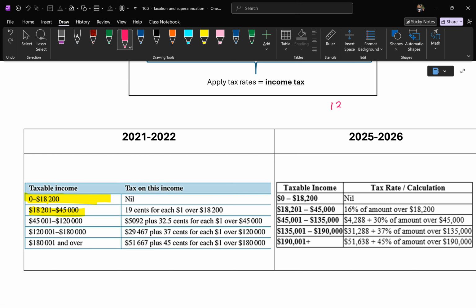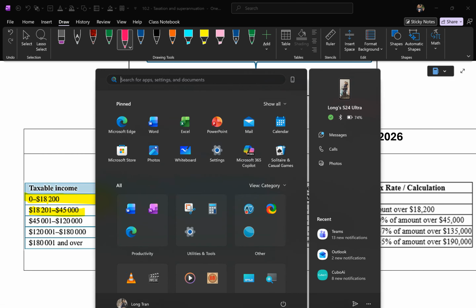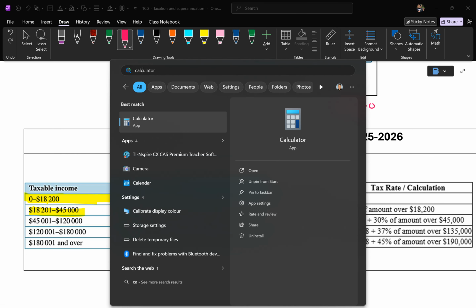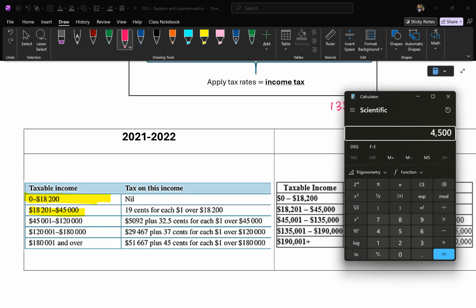I'm going to call it 135,000. Okay? So my first 18,200 is free. They don't tax that. But they will tax the next bit. Because I earn 135,000, I clearly make more than 45,000. So what is the amount between 18,201 to 45,000? Here we go. I'm going to use the calculator to show you. So 45,000 minus 18,201. The difference between it is $26,799. So from here to here, that's the amount they'll tax.